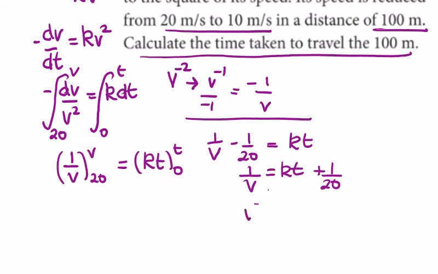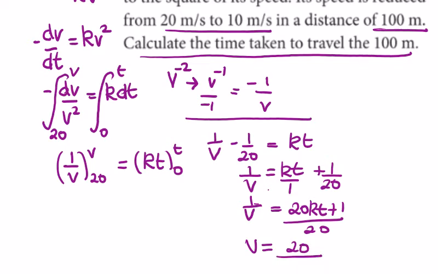So I make the right a single fraction. It'll be 20kt plus 1 over 20. And inverting them gives me v. v is equal to 20 over 20kt plus 1. So we have velocity and time. Let's look at distance and time.